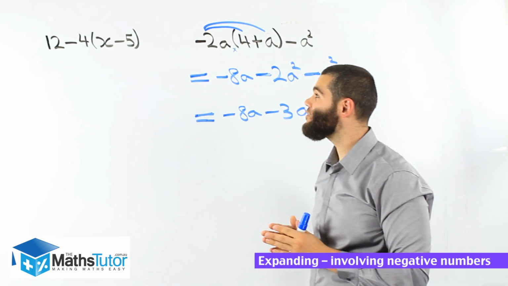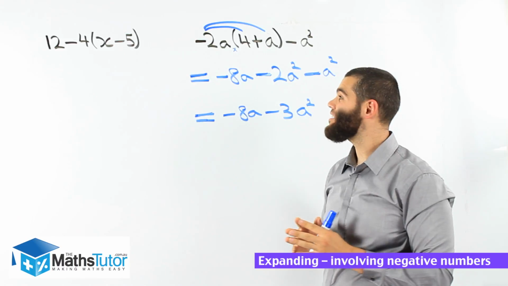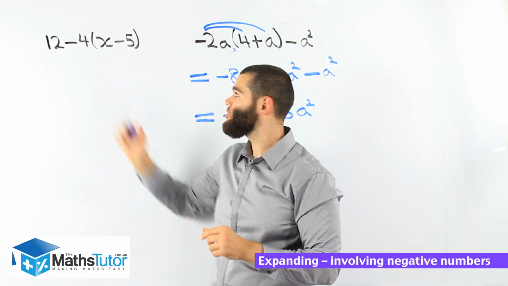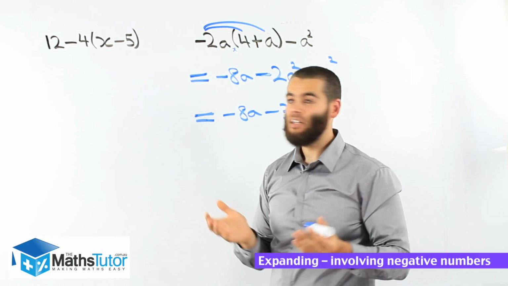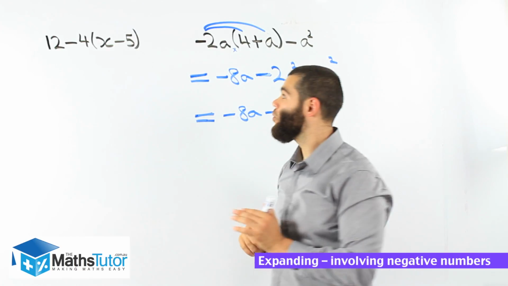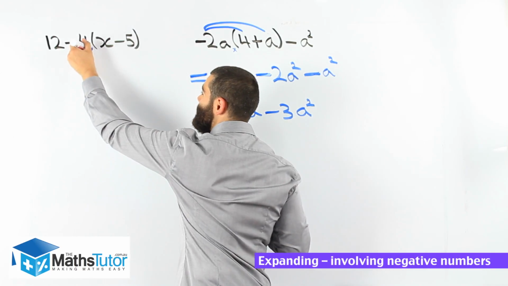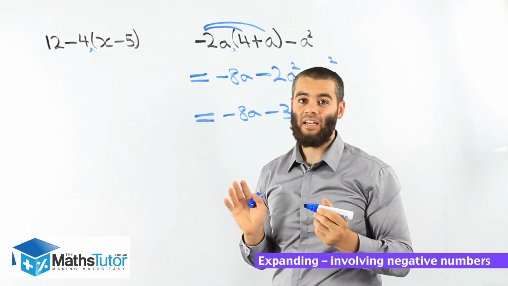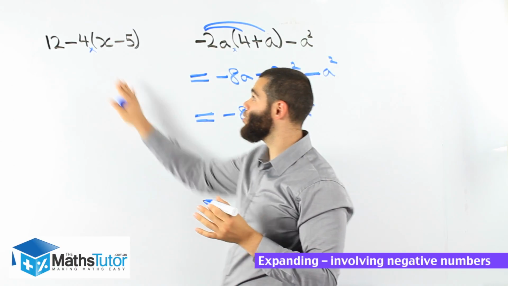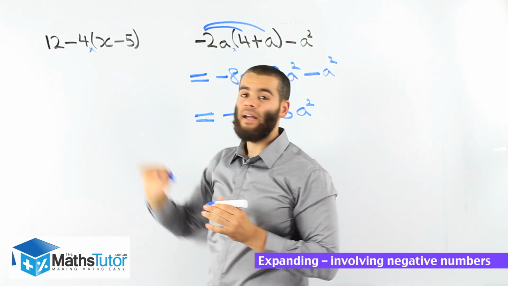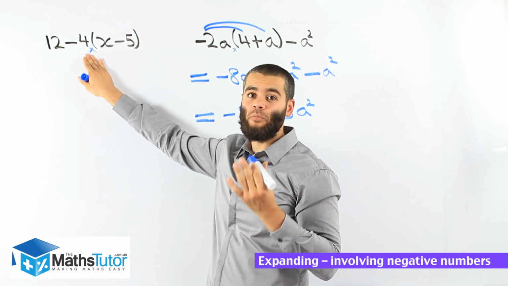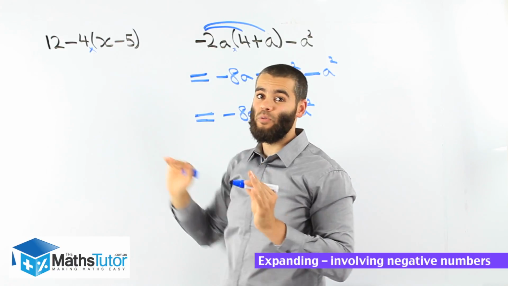We have 12 minus 4, open bracket, x minus 5. Now, do we do 12 take away 4 and get 8, and then 8 times everything inside the bracket? The answer is no, never. Why? Because there's a multiplication here. And we know BODMAS says brackets, division, multiplication, addition and subtraction, so you have to do multiplication before addition or subtraction. Here we have a subtraction, here we have a multiplication. So multiplication comes first. Very important that you note that.